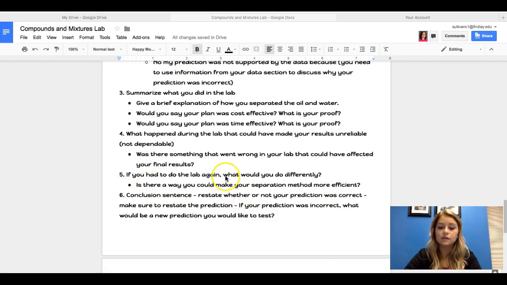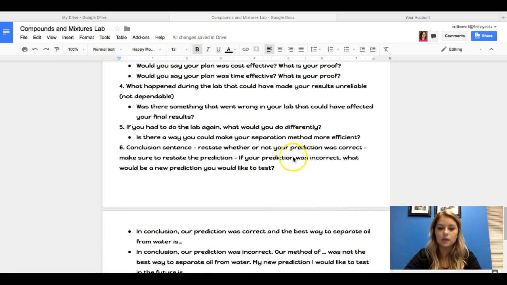And then if you had to do this lab again, what would you do differently? Is there a way you could make your separation method more efficient? If you did your experiment and you used all your money the first time and you didn't have enough money to switch your method, this is where you want to put down what you wish you would have been able to do if you had more money to spend on the materials to help separate the oil from the water.